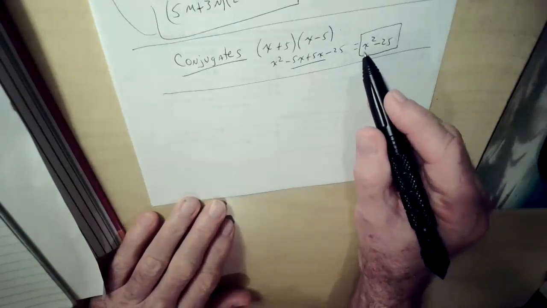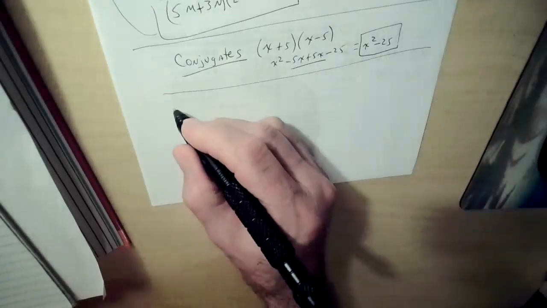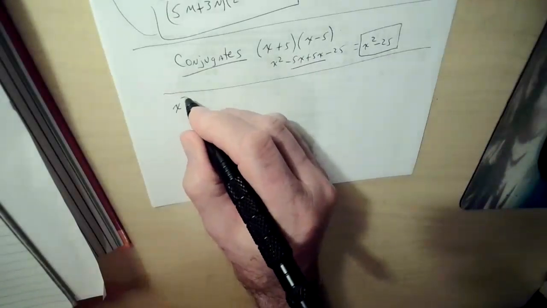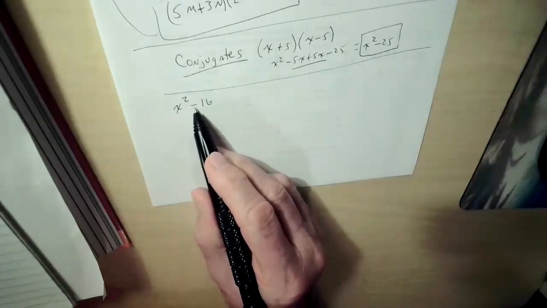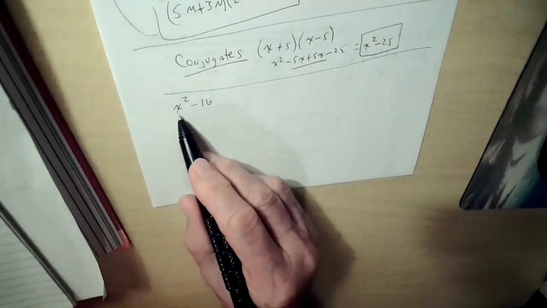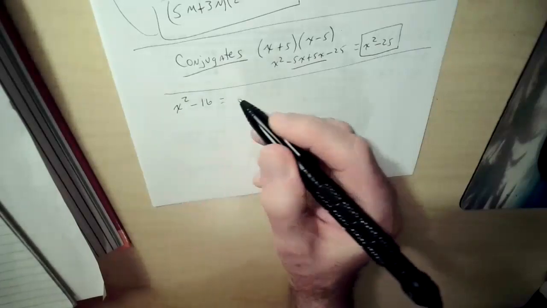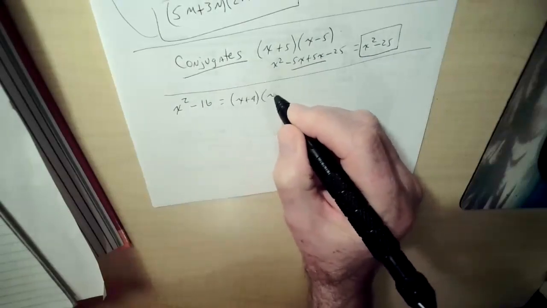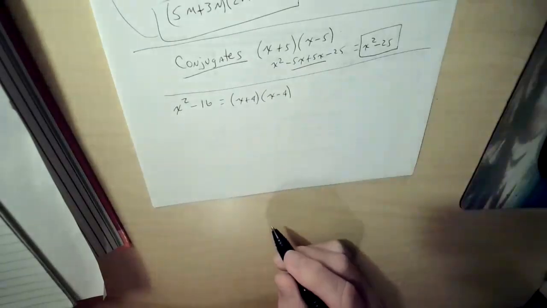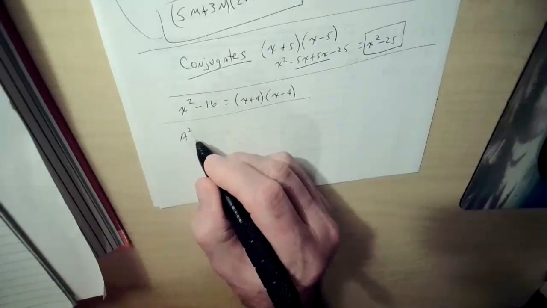The difference of squares. Difference means subtract, and both of these are perfect squares. Square root of x squared is x, square root of 25 is 5. So if we have this, this is real simple. x squared minus 16. First of all, is it the difference of two perfect squares? Yes. The square root of x squared is x. Square root of 16 is 4. So the factors of this are x plus 4, x minus 4.